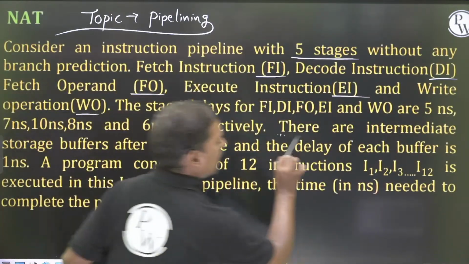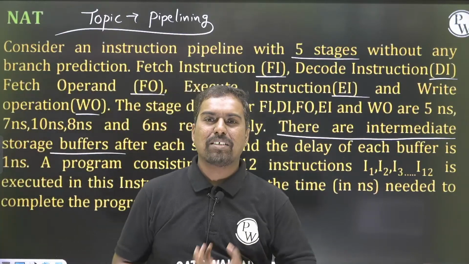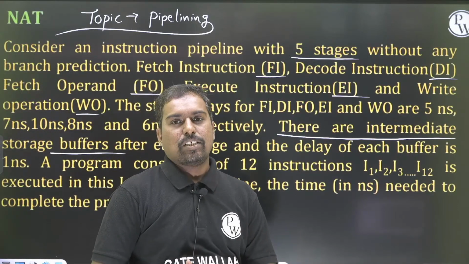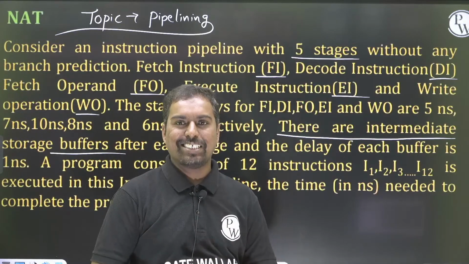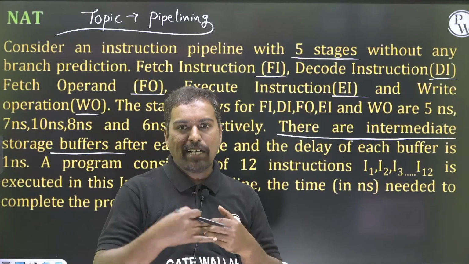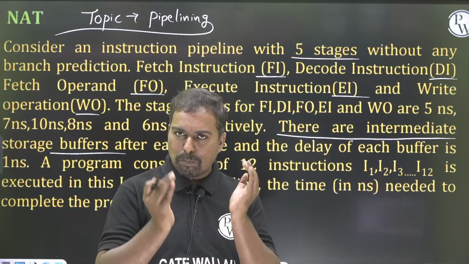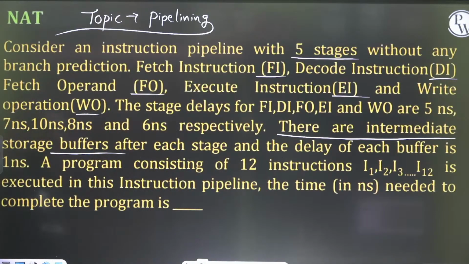There are some intermediate buffers. In this process, certain wait states may be required for certain operations. Generally, when executing an instruction, we expect the task to be over in 3 T states. But if the external device is very slow, it may demand 1 or 2 extra T states. That is called buffer time. So here, there are intermediate storage buffers after each stage, and the delay of each buffer is 1 nanosecond.